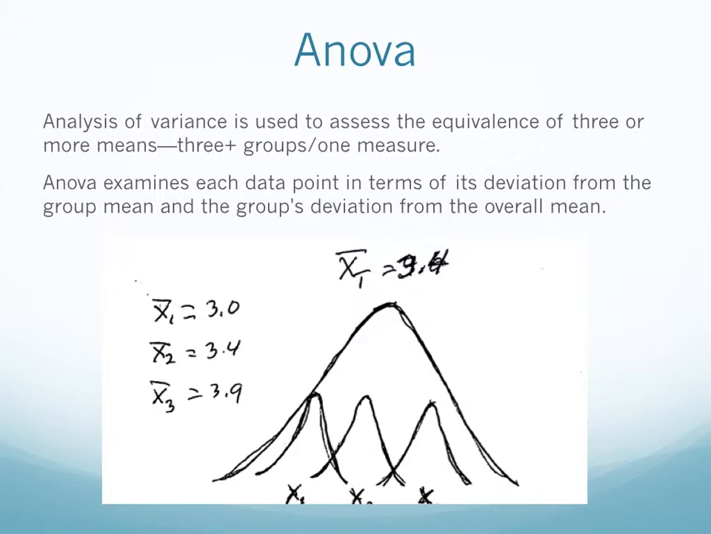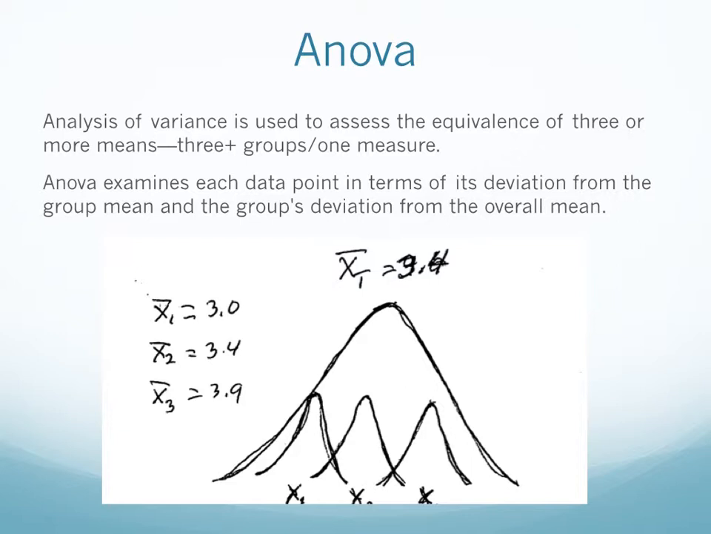Well, analysis of variance does the same thing. Analysis of variance is used to assess the equivalence of 3 or more means, that is, 3 plus groups on one measure. Analysis of variance examines each data point in terms of its deviation from the group mean and the group's deviation from the overall mean. So now I've got a figure with 3 sample distributions, x1, x2, and x3, here with means of 3.0, 3.4, and 3.9, and they form an overall population with a mean of 3.4.